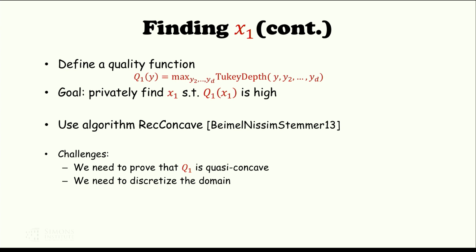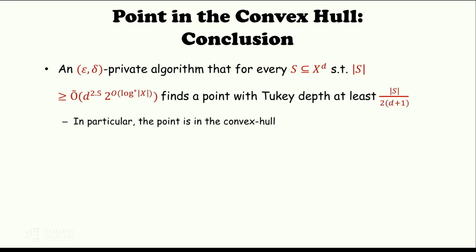We have two challenges that we have to deal with. We have to prove that the function q1, or qi, that we defined is quasi-concave. We have to use some geometry to prove that. And we need to discretize the domain. As I said, we know that there's a center point in R that is not on a grid, so we had to use the same results that I showed before, or a generalization of that, showing that we can choose x1 from a fairly small discrete domain. So this is the idea of finding a center point.